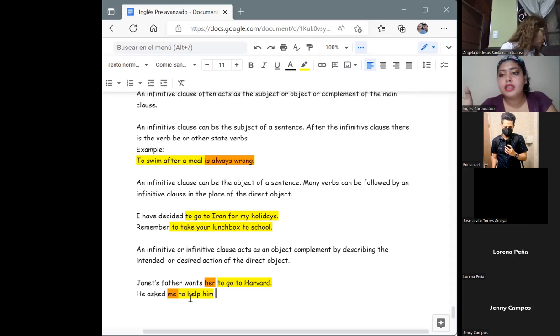And there we have the uses that we can give to the infinitive clauses. A subject, the object, and the complement of the object. So in that case, we have three different uses that you can give to the infinitive clauses.